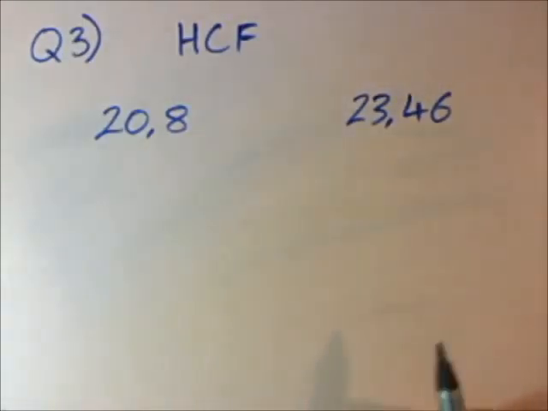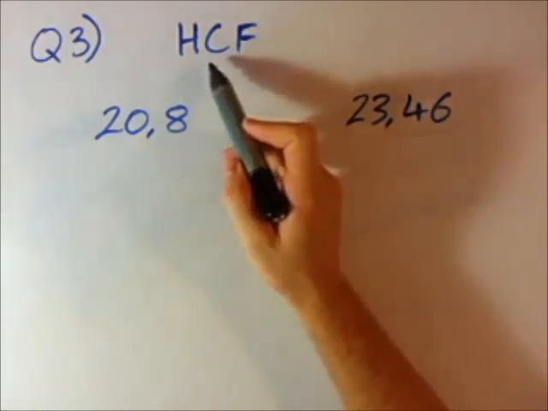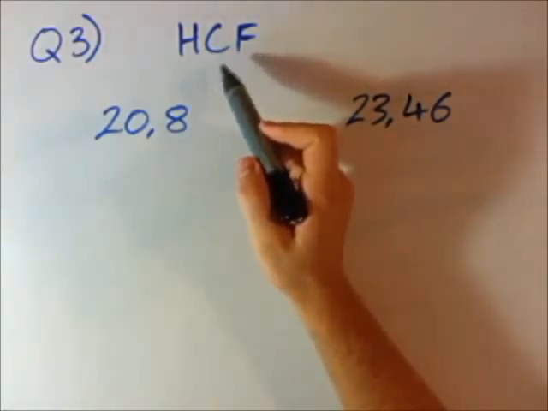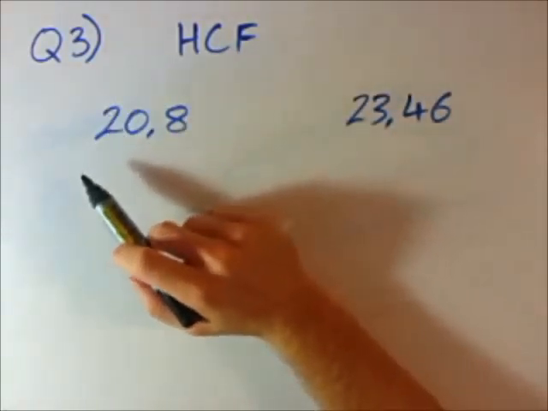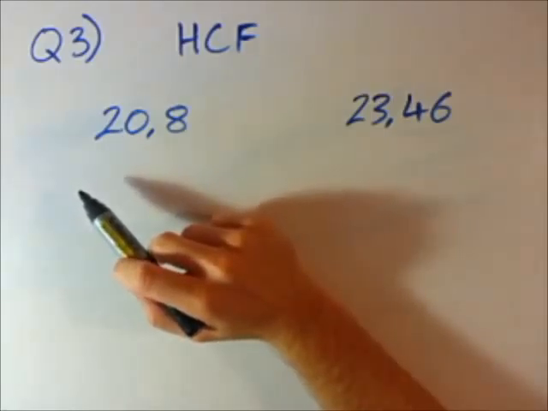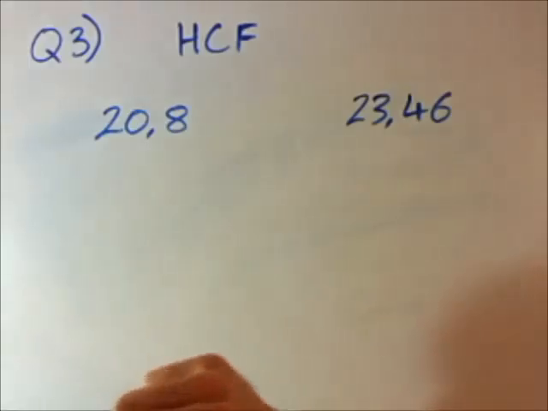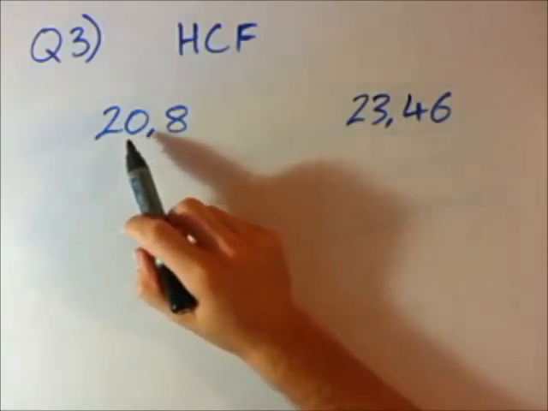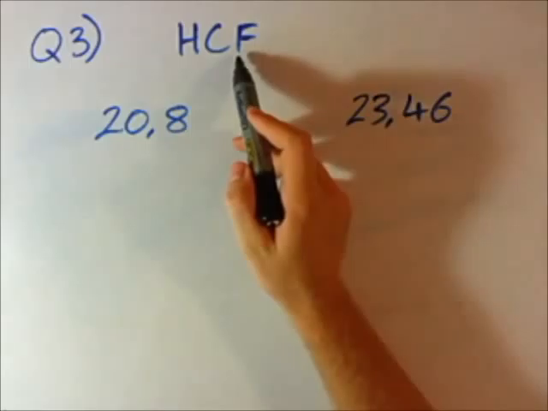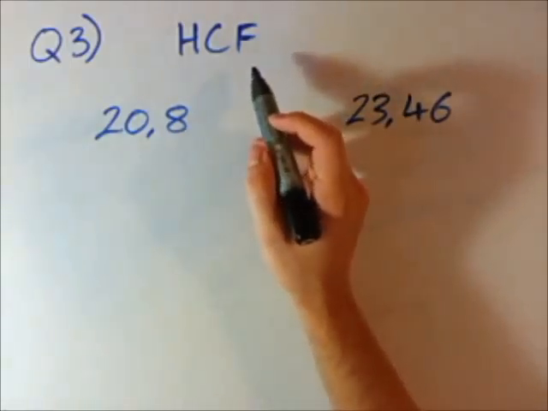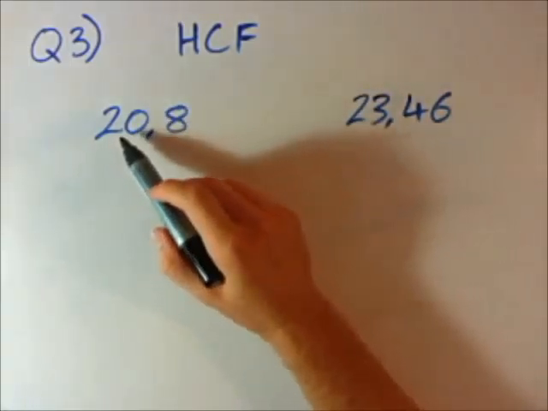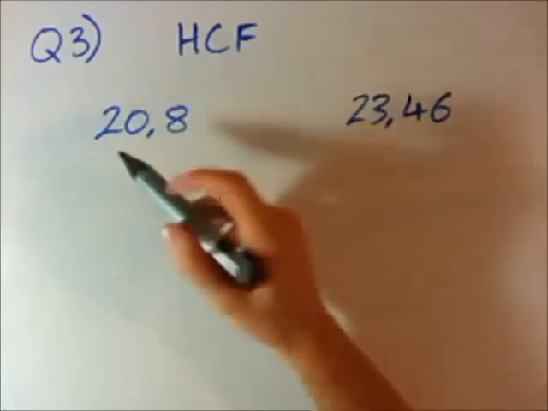Question 3 now looks at this highest common factor. That's what HCF stands for. And it's sort of the opposite of what we did in question 2 with lowest common multiple. So this time we're trying to find the highest common factor of these two numbers, in this case 20 and 8. So let's look now at what factor means. Factors are numbers which go into the number, when you times to get the number.